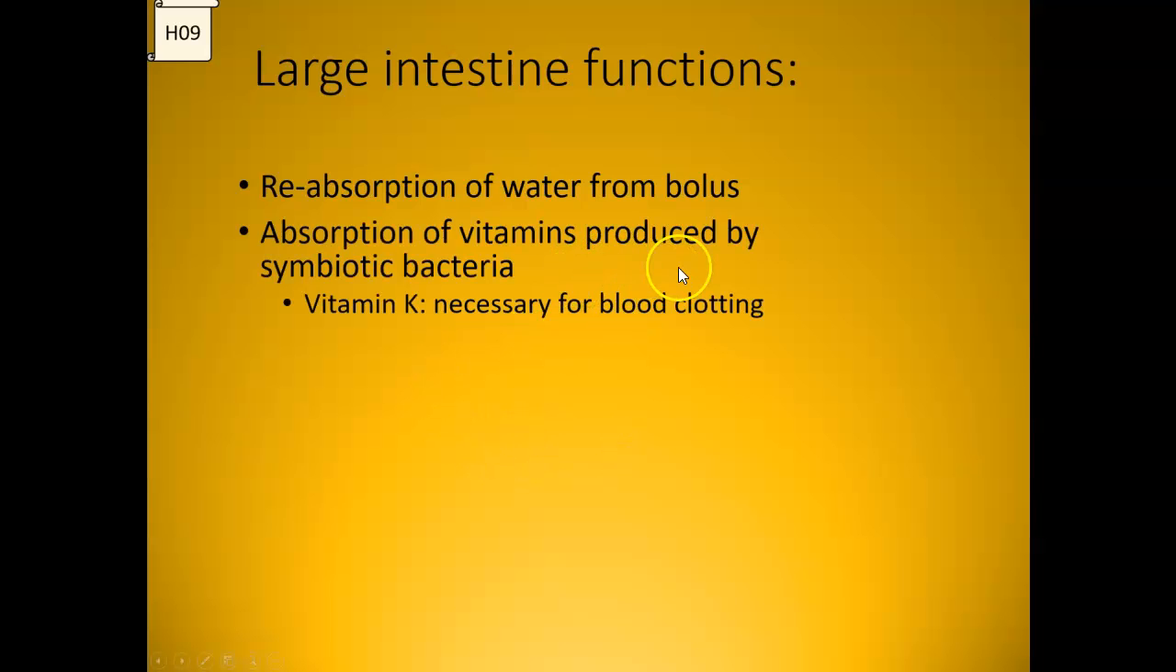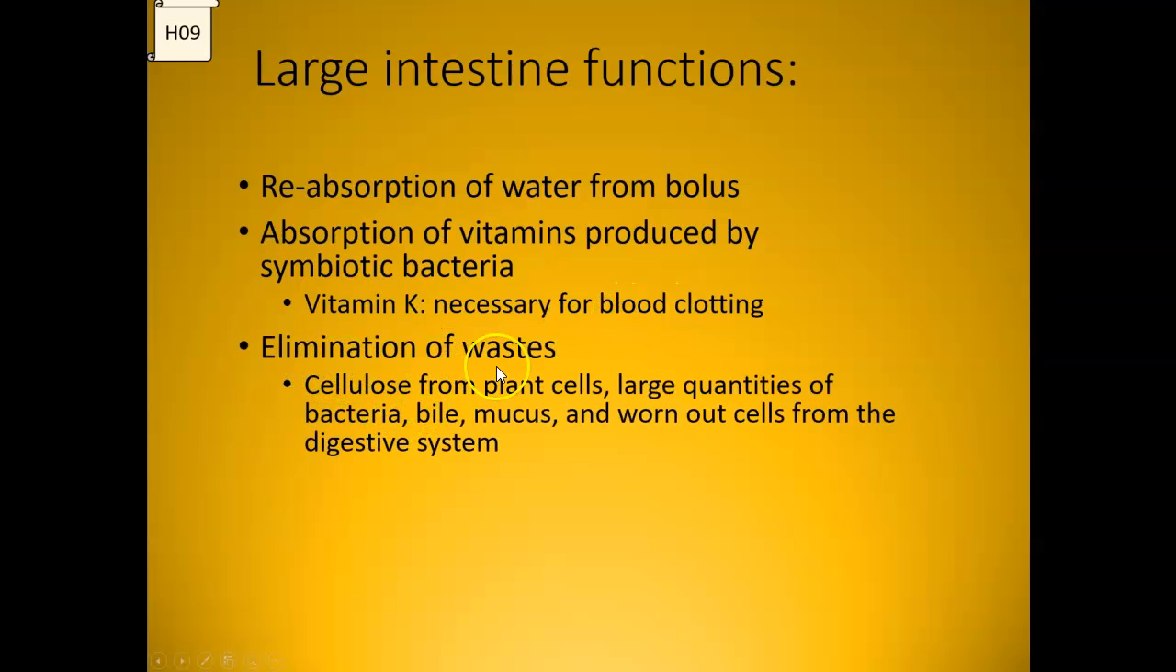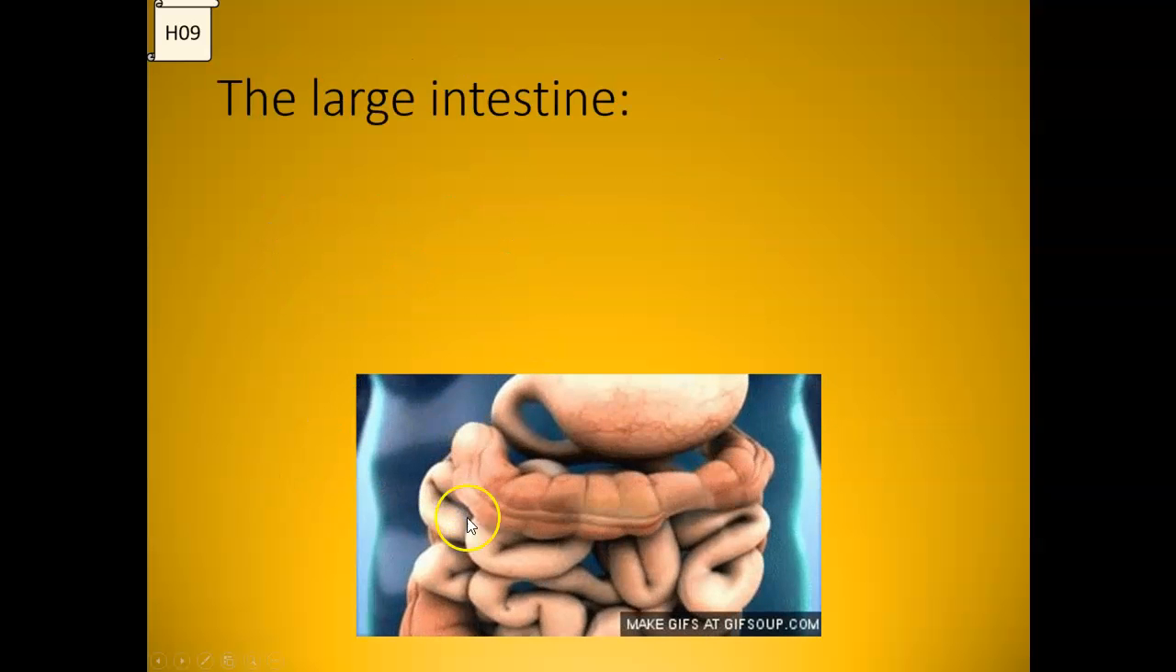We also absorb vitamins that are produced by symbiotic bacteria. We actually have a huge amount of bacteria that live within our large intestine. They produce things like vitamin K, which is necessary for blood clotting. And this is primarily where we can get rid of those things that we weren't able to digest. So cellulose from plant cells, bacteria, bile, mucus, worn out cells in the digestive system, kind of all that comes into play. And it's important to note that no digestion actually occurs here.